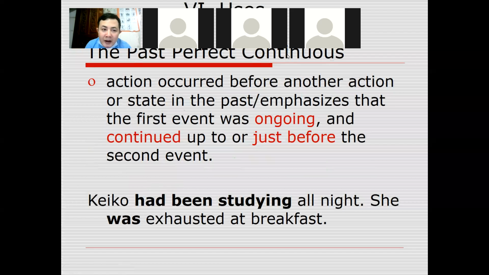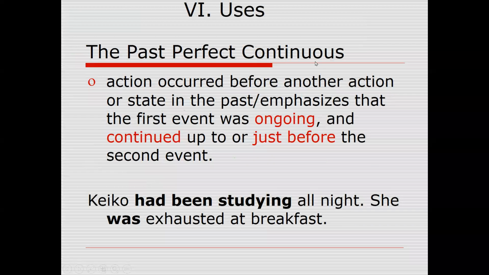Okay, so this one also uses past perfect. Okay, that's it for past perfect simple. Let's move to past perfect continuous. Just keep in mind that with past perfect continuous and past perfect simple, the action happened before another action in the past, the same. But the difference is that past perfect continuous is ongoing and continues up to just before the second event. Here, Keiko had been studying all night. She was exhausted at breakfast. It is talking about the duration. It just wants to show that the action in the past is ongoing.